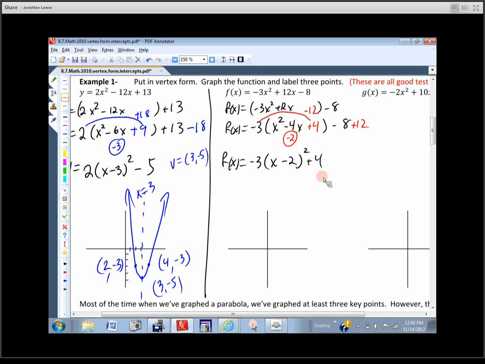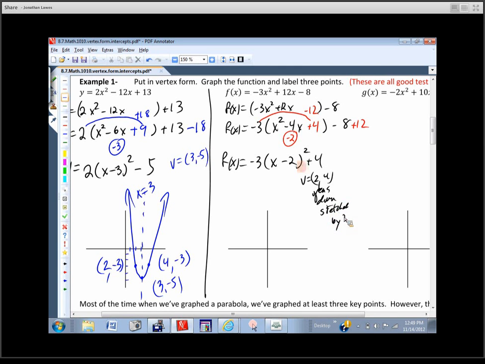These take a little time, so you're probably only going to have one of these. You better do it right, but it's going to be worth several points. So, the vertex is at 2, 4. Opens down. And it's been stretched, right? Stretched by a factor of 3.